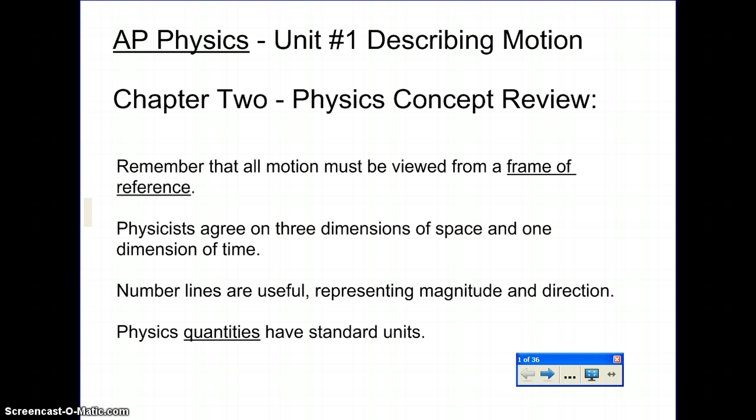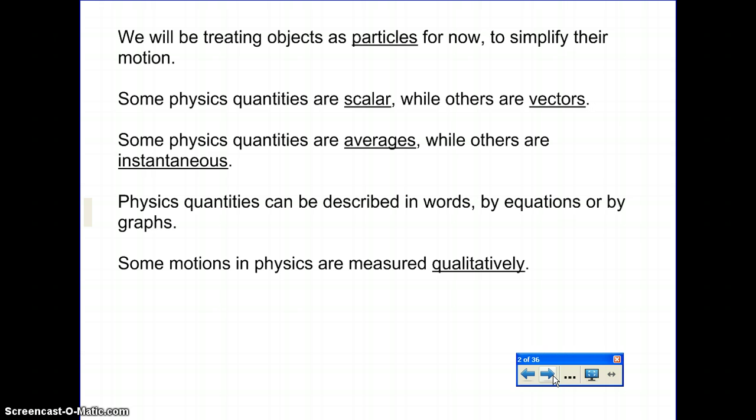But just want you to remember that your answers for this course are not complete unless they contain a magnitude, a direction, and a standard unit. And we call these physics quantities because they can be measured with a number. So we'll be treating objects as particles, at least for now in this course.